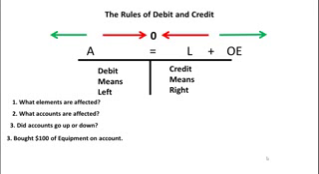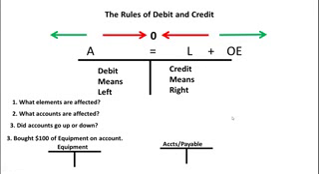What if we bought $100 of equipment on account? If we buy $100 of equipment on account, assets are going to be affected, and they're going to go up, and liabilities are going to be affected, and they're going to go up. So here's equipment, here's accounts payable, and here's our $100.